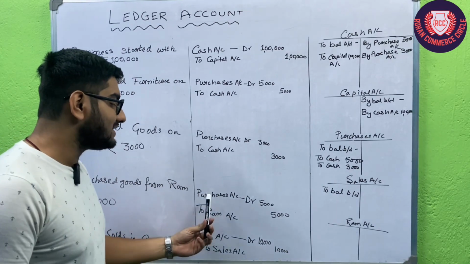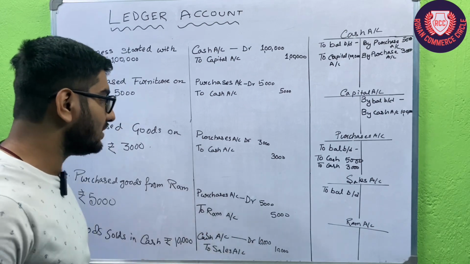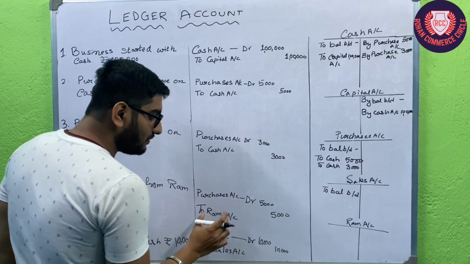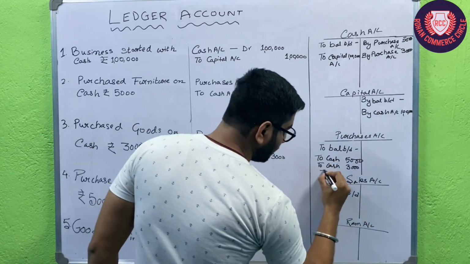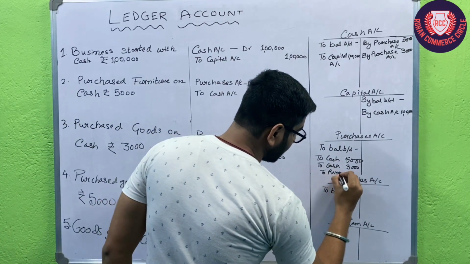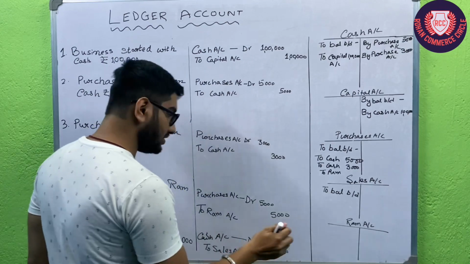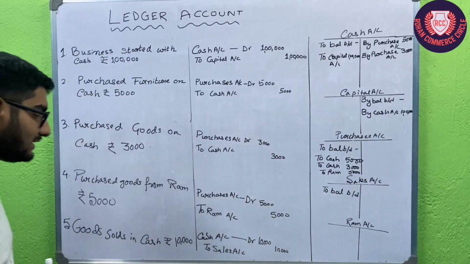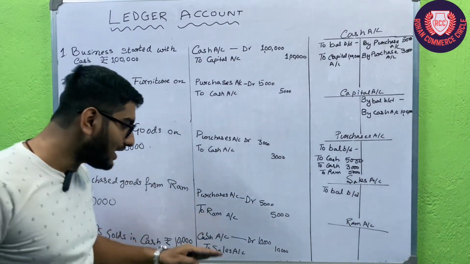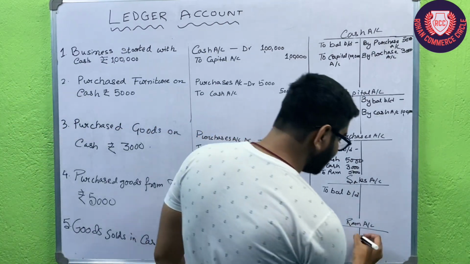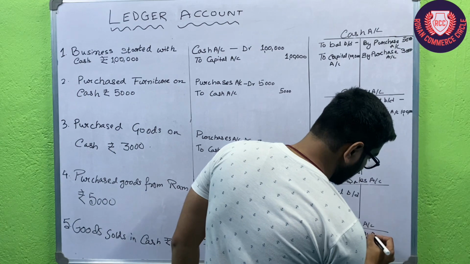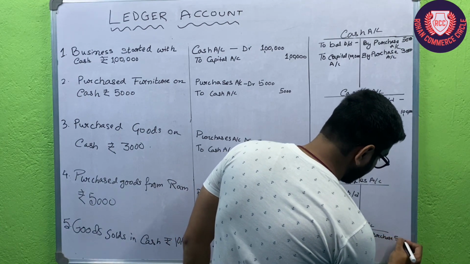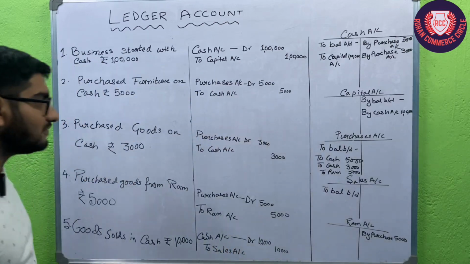So purchases account debit to Ram account. What will we write in the ledger? In the purchases account we will write to Ram, 5,000. And in the Ram account we will write by purchases, 5,000. I hope this part is clear.